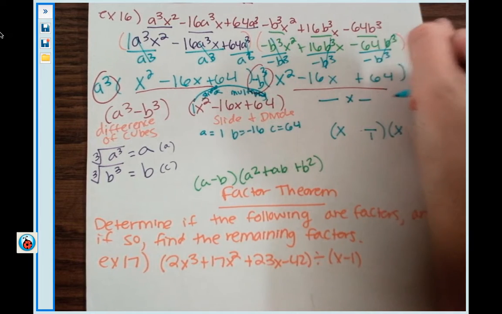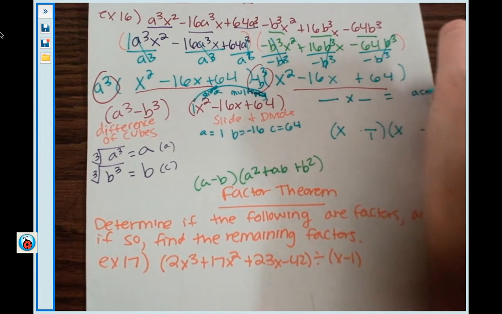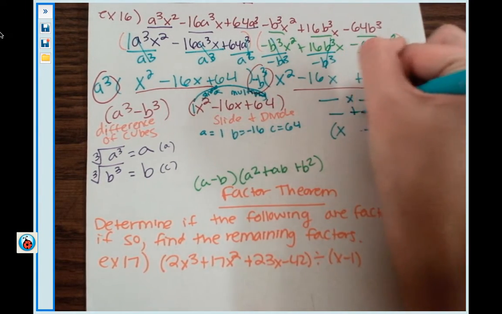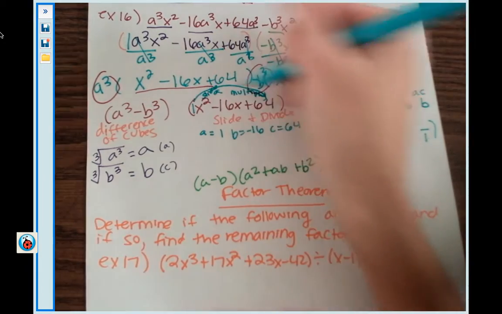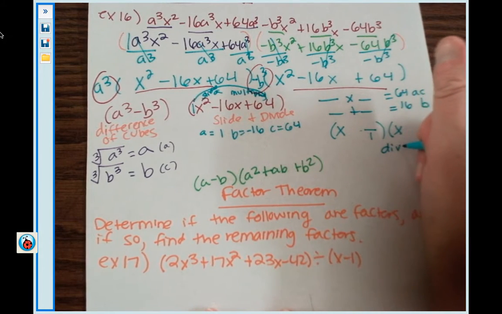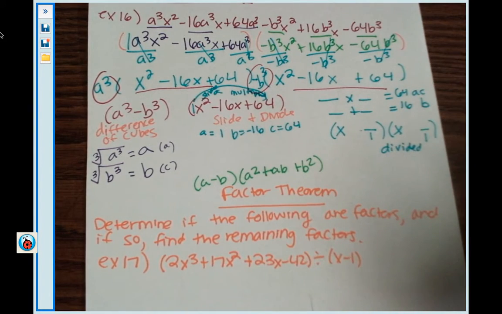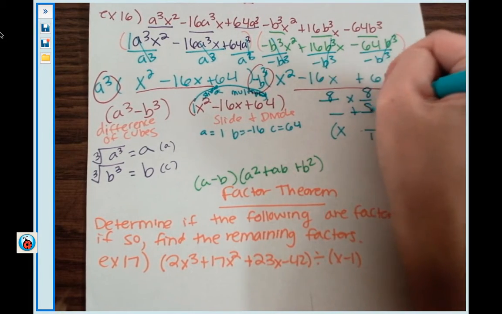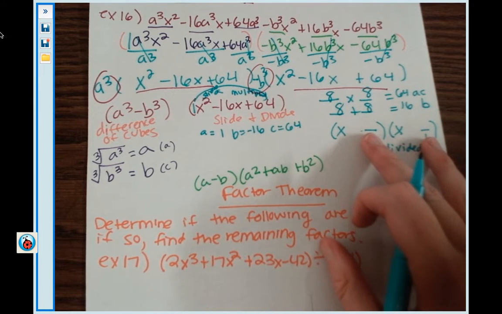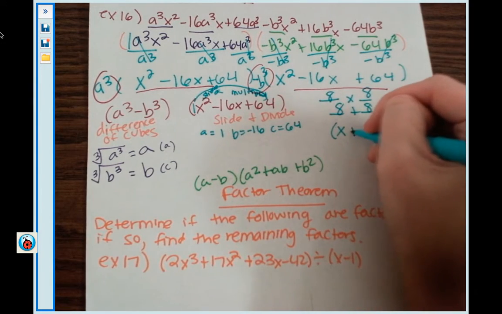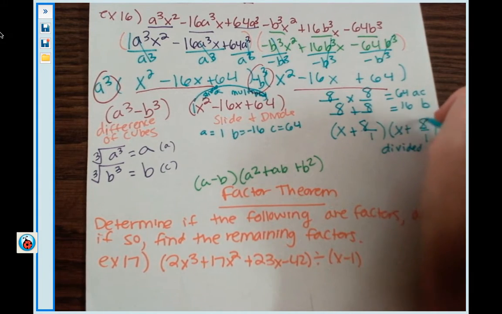So I need two numbers that multiply to be AC, which is 64, and add to be B, which is 16. So we slid it over and then we divided it over here. Slide and divide. All right, so I need two numbers that multiply to be 64 and add to be positive 16. Holy hot dog, you guys are so smart. It's 8 and 8. So these are the numbers that are going to go in my parentheses. They're both positive 8, so it's going to be plus 8 and plus 8.